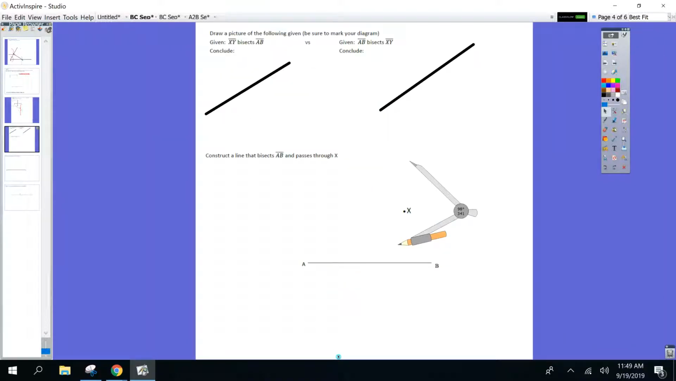I have come up with a scenario for you. My first scenario says XY bisects AB. XY bisects AB. So I need to know from you guys first, what is getting bisected? What is being cut in half? AB is being bisected, cut in half. So what I need you guys to do, not use your compass. We don't have time right now. Just draw line segment AB.